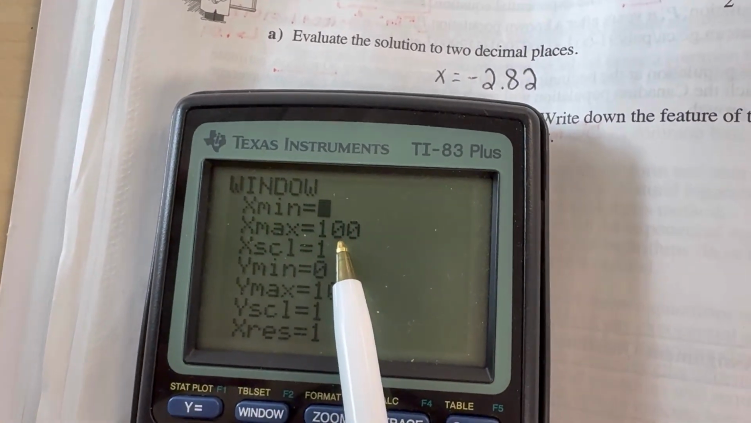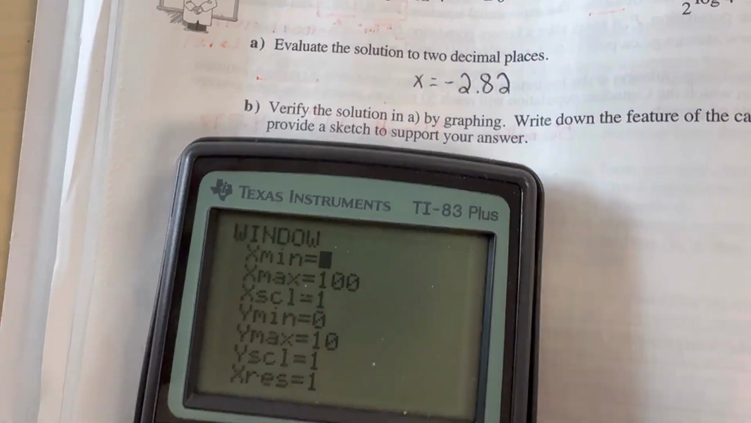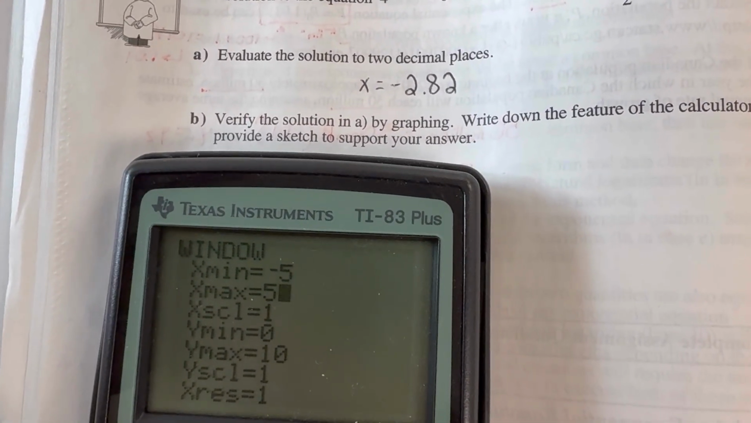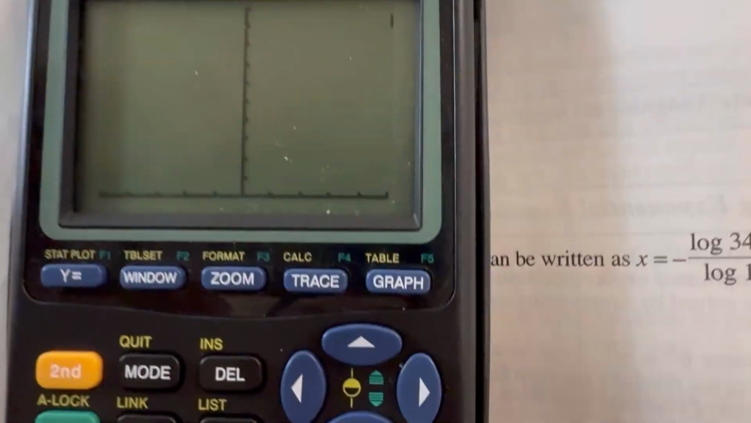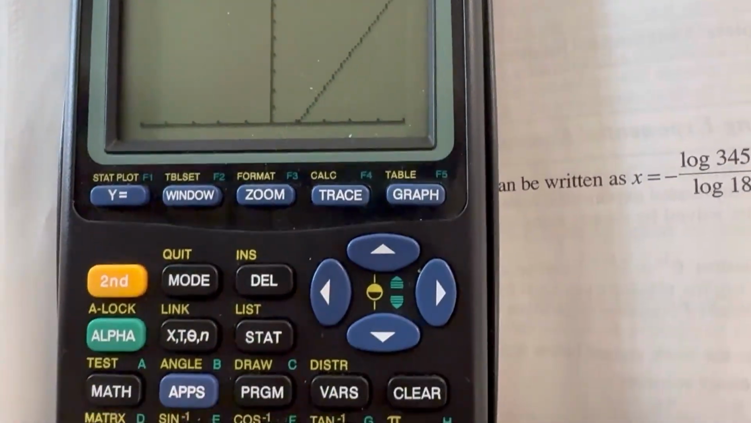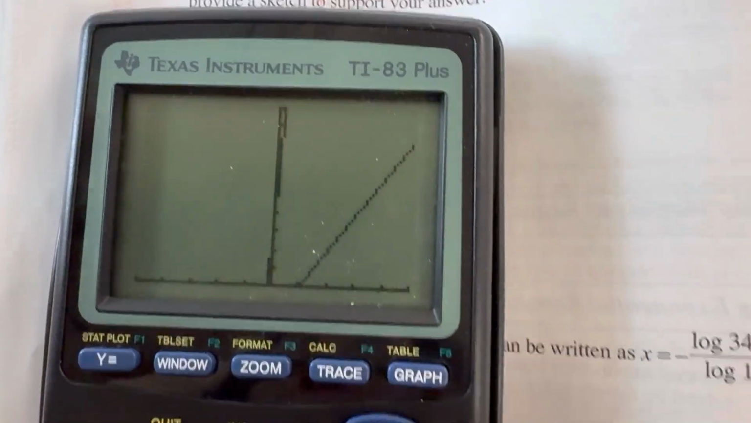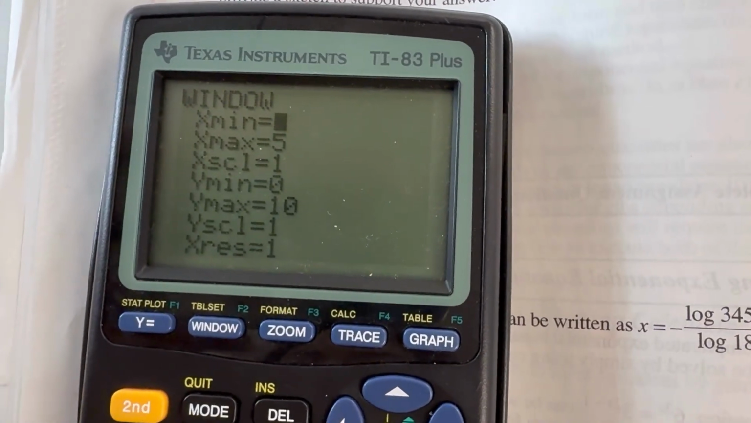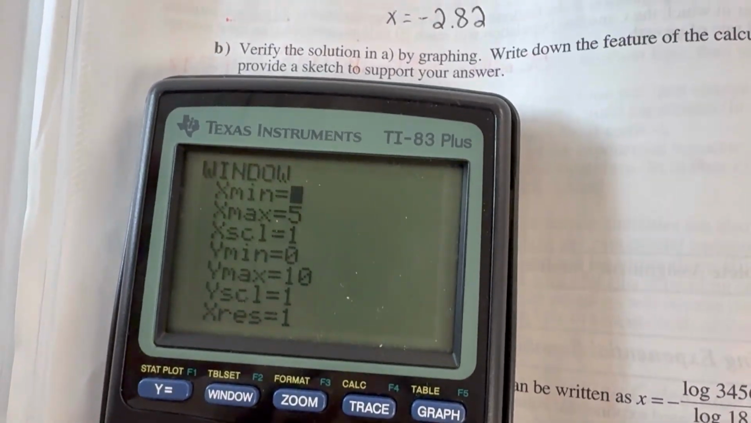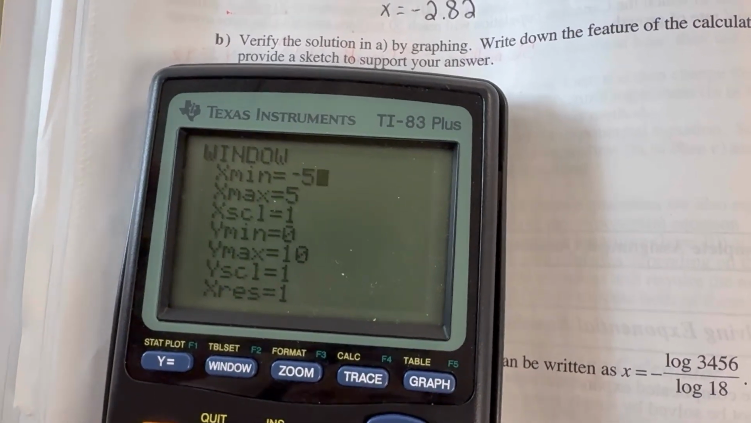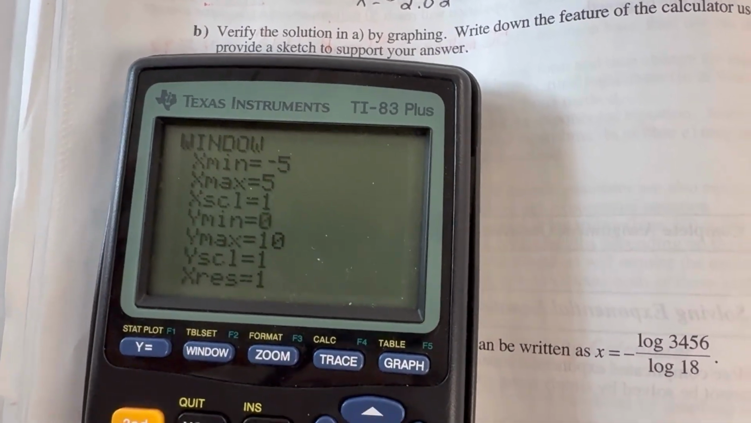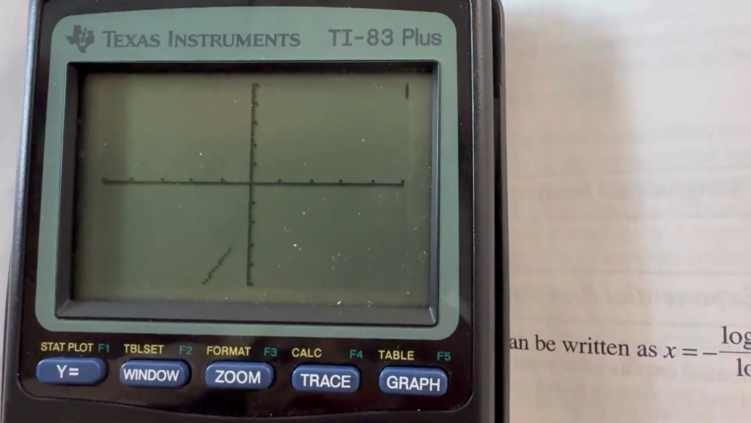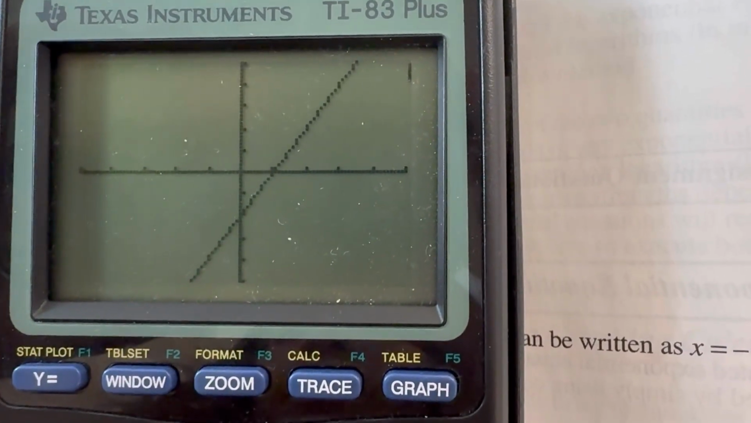Okay, so my x max is 100, but I know that my solution is negative 2.8, so I'm going to go negative 5, positive 5 and see what that gets me. Okay, so there's one, and then the other one goes up like that. So I'm going to have to adjust my window. So x min was negative 5, and then my y min, I'm going to go negative 5, positive 5, and see if that helps now. Okay, so I get a better view.